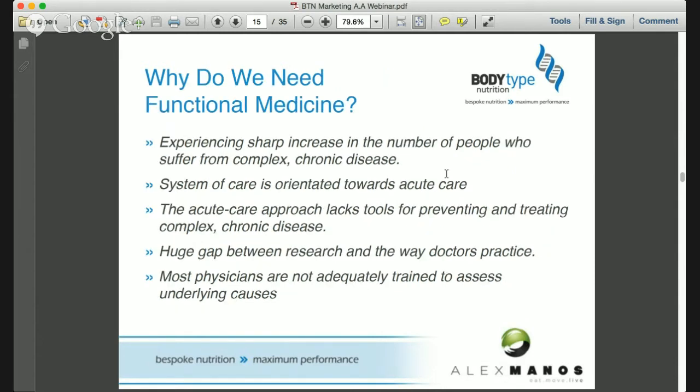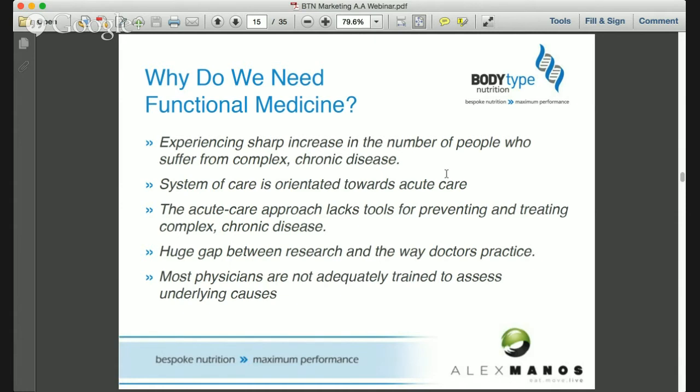So why do we need functional medicine, and why do we need to think in this sort of way? Well, obviously, we're aware that there is a sharp increase in the number of people suffering with complex chronic disease. Some of the statistics are scary. On the Advanced Academy at the moment, we're looking at cognitive health. In one paper that we were discussing, their expectation is from 2020 for dementia to double every 10 years in the UK. System of care is orientated towards acute care at the moment. We've already discussed this, really. So functional medicine is in a much better position to support clients struggling with these complex chronic diseases.